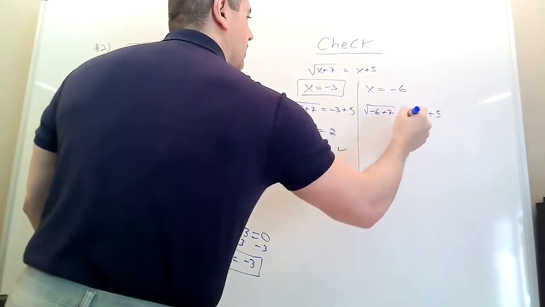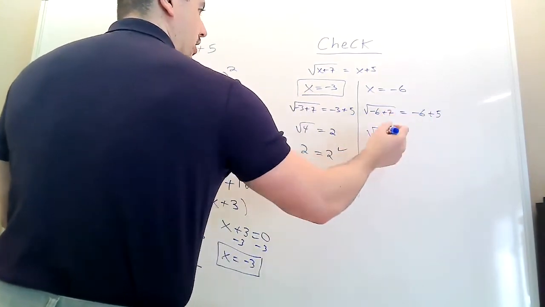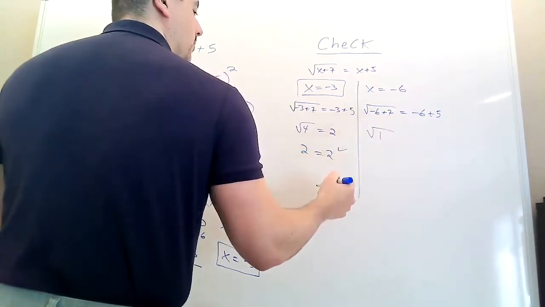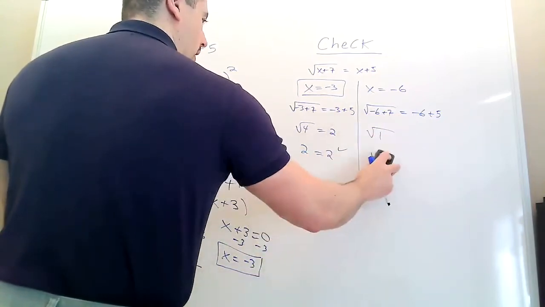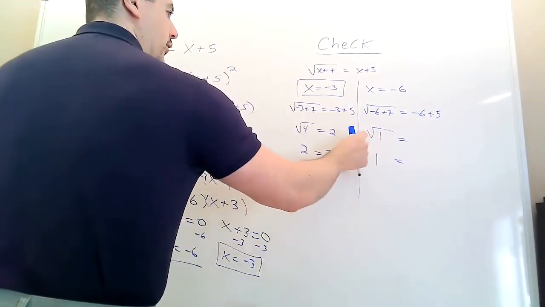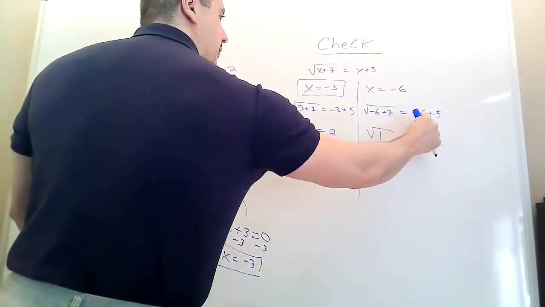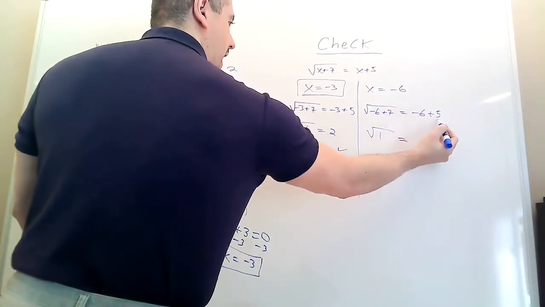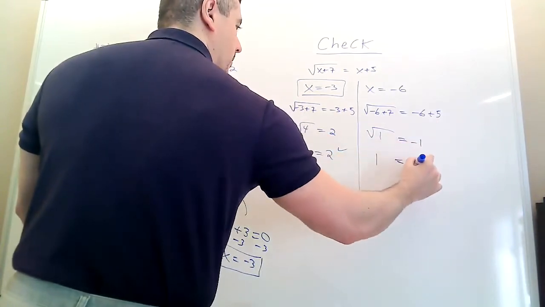-6 plus 5. You should already see that it's going to fail. 7 minus 6 is 1. The square root of 1 is 1. It'll help if I can write things correctly. What times itself is 1? 1. But -6 plus 5, if you had $5 and you lost 6, you owe 1.